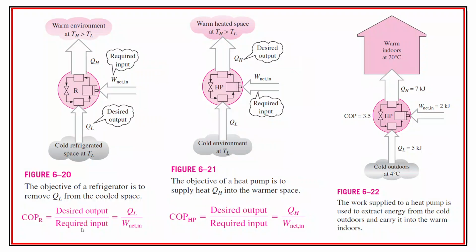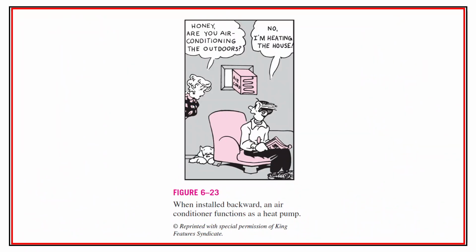We have desired output over the required input, what you want over what you paid for. For the refrigerator, QL is the low thing, and we want to move the heat away from our bologna here and put it to the back of the refrigerator. That's why we have QL divided by work net in, as opposed to the heat pump, where we have the cold environment outside and we're rejecting heat into the house, which is what we want. So that's the desired output: what you want over what you paid for, and that's a coefficient of performance. Both of these are values that are generally, I think almost always, going to be greater than 1, as opposed to efficiency, which is always less than 1.